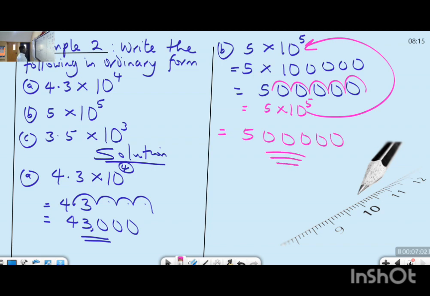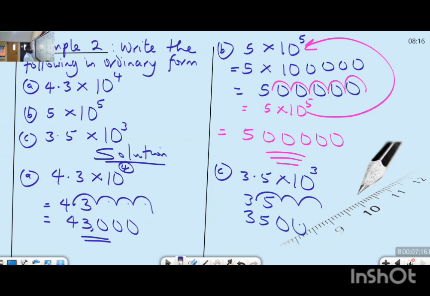So the last one, which is 3.5 times 10 raised to the power of 3. Because the power is 3, we are going to move to the right 3 times. So we move 1, 2, 3. And that will be 3, 5, 0, 0. So that is our answer.